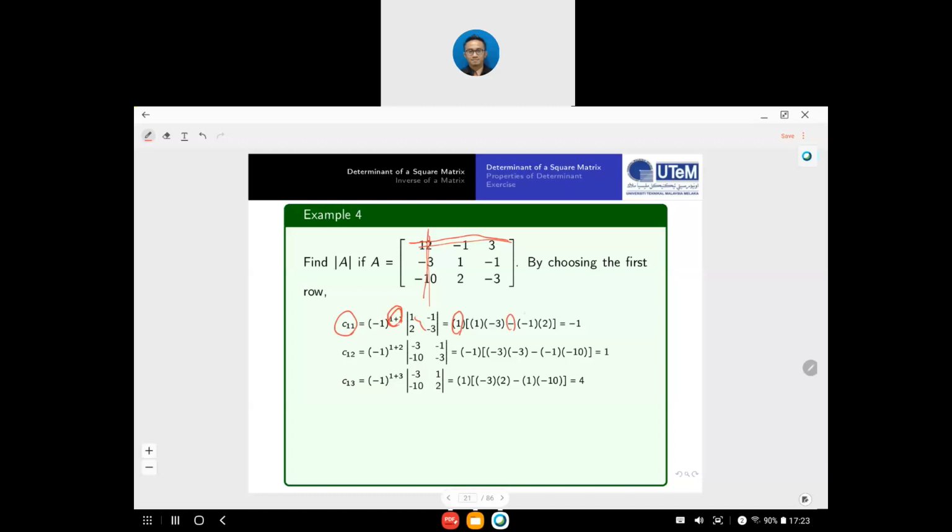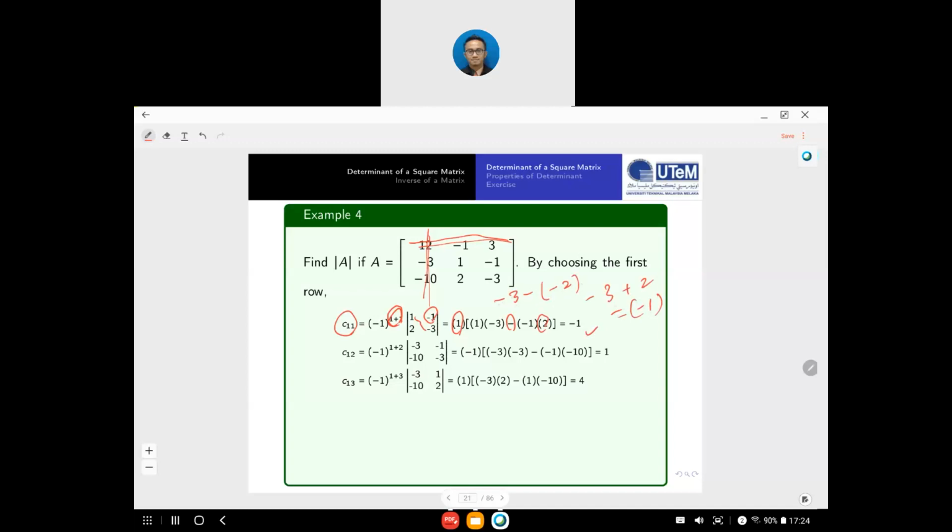And then please write first, negative 1 times 2. We know that 1 times negative 3 gives negative 3, minus negative 1 times this one, negative 2. So negative 3 minus minus 2, which is negative 3 plus 2, equal to negative 1. Outside here is 1 times negative 1, so you can get negative 1.